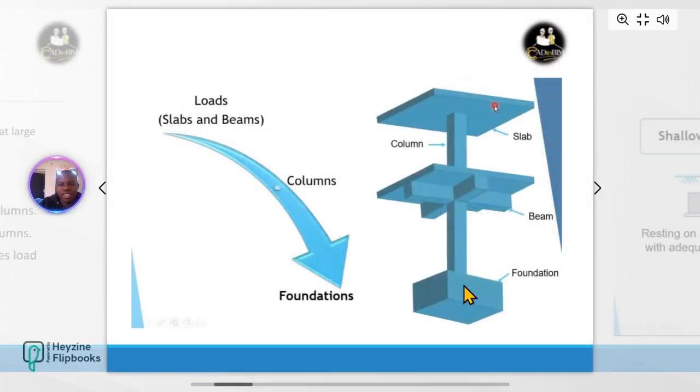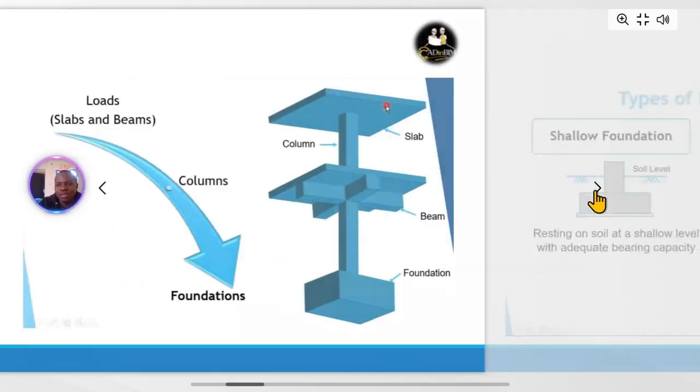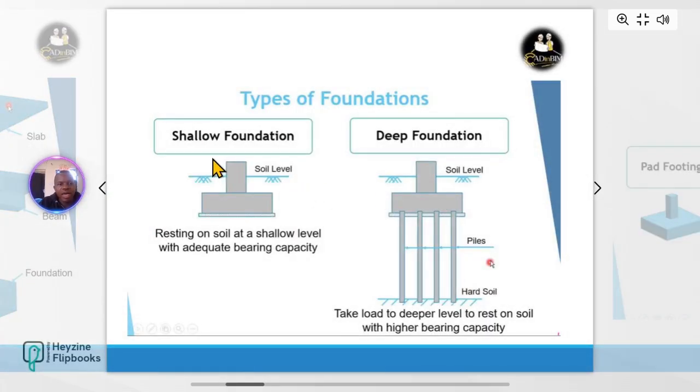So foundations are basically used to transfer the structure load into the ground. This is how you can have load from the slabs, from the beams, from the columns, and they are being transferred to the foundation. And then from this foundation, transfer them to the soil. So let's just proceed. Now we have types of foundations. This is a shallow foundation and the other one is a deep foundation.